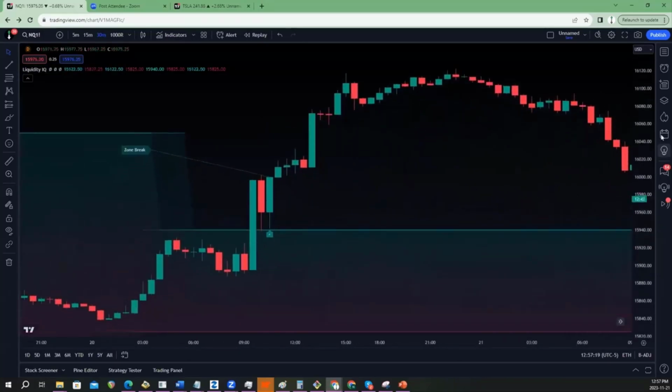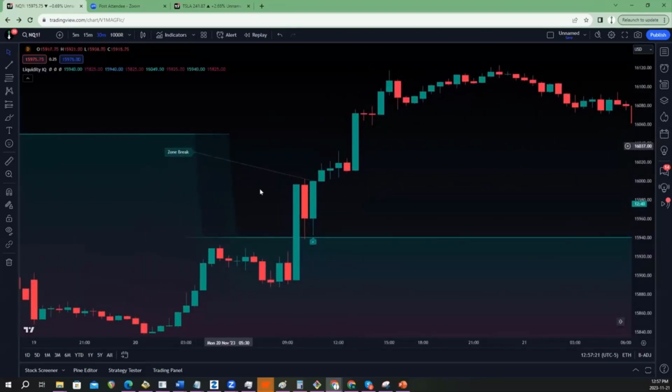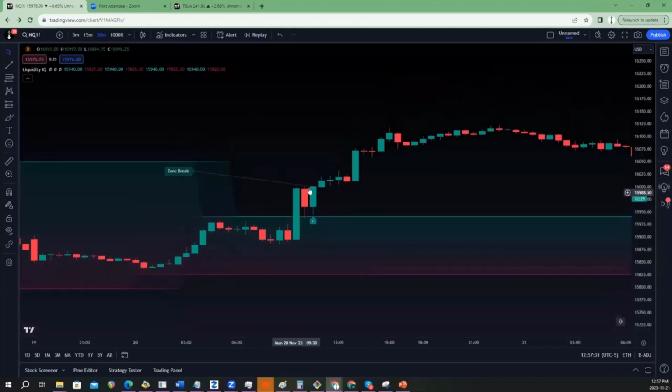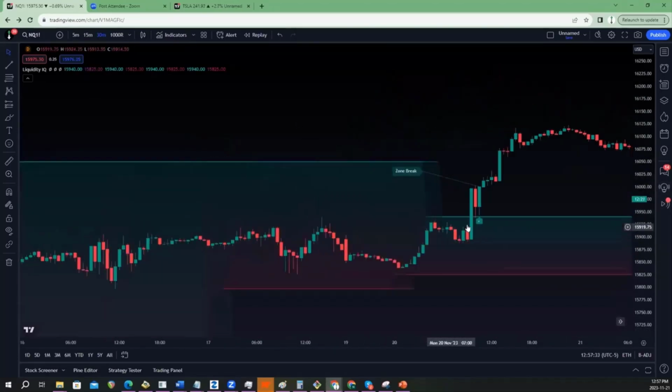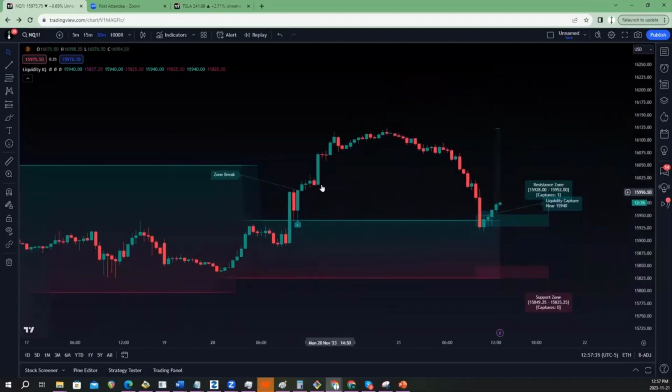But I want to draw your attention. So here, this is that zone break event we were talking about. So there's liquidity captures and zone breaks. And this happens when price has no problem thrusting through a zone. And that's what happened right here. Price broke through this resistance zone. There was no significant block orders preventing it. And we got a zone break signal, which was then followed by a nice little momentous move upwards.